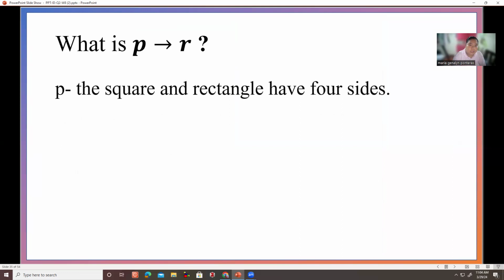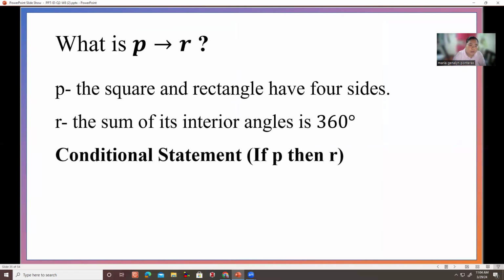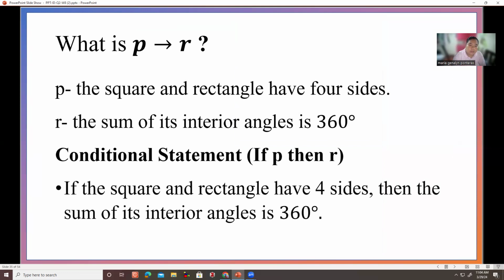So what is P implies R? For the conditional statement: if the squares and rectangles have 4 sides, then the sum of its interior angles is 360 degrees. So take note, when we get the logical equivalence of this, we cannot take all the 3 statements.